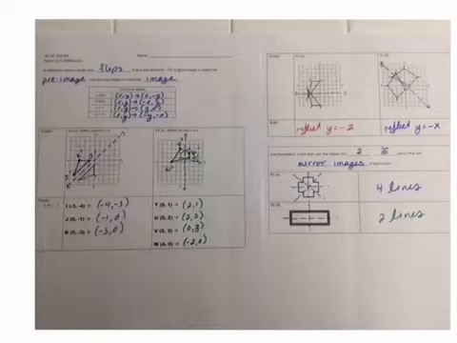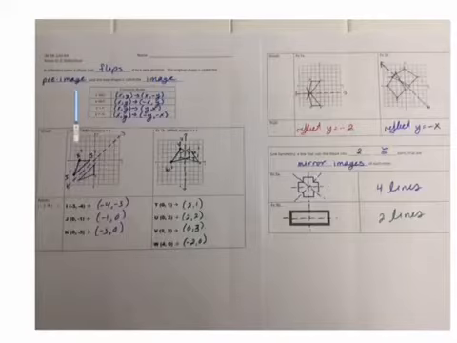Our second set of notes for today are dealing with reflections. This is our second type of rigid transformation. Reflections are when you take a shape and you flip it, so it flips to a new position. The original shape is called the pre-image and the new shape is called the image.